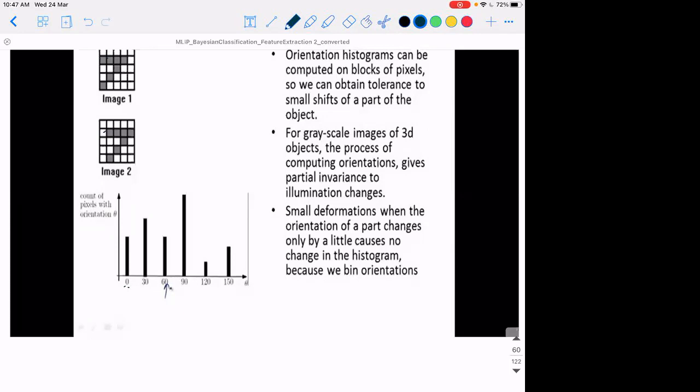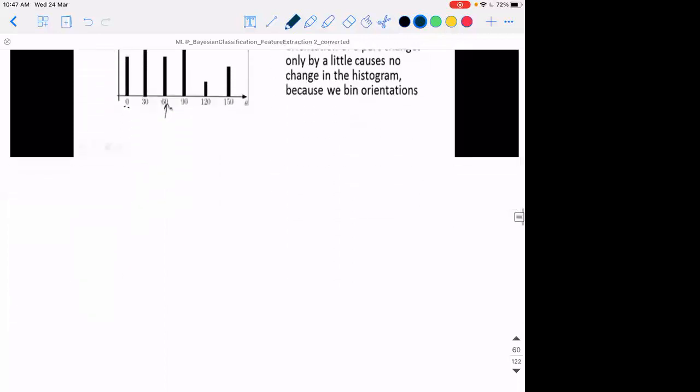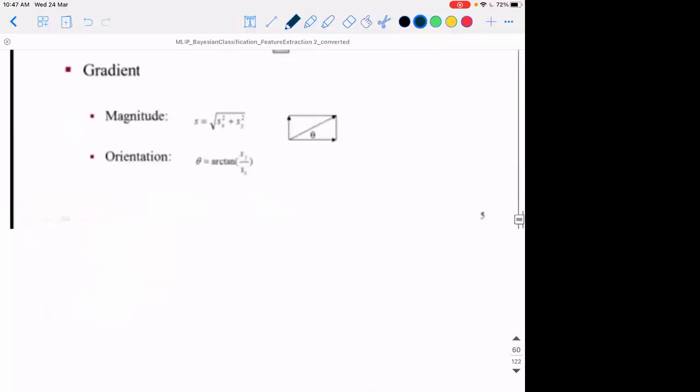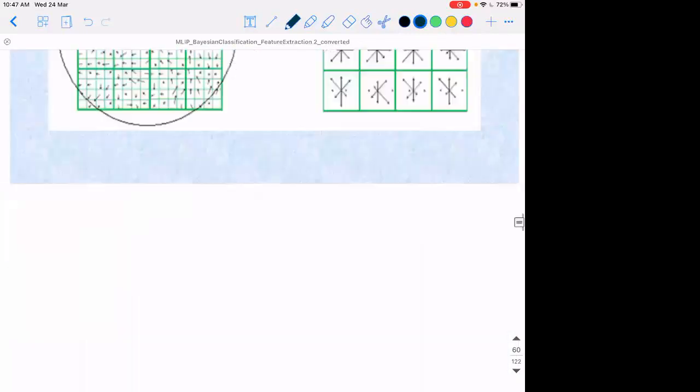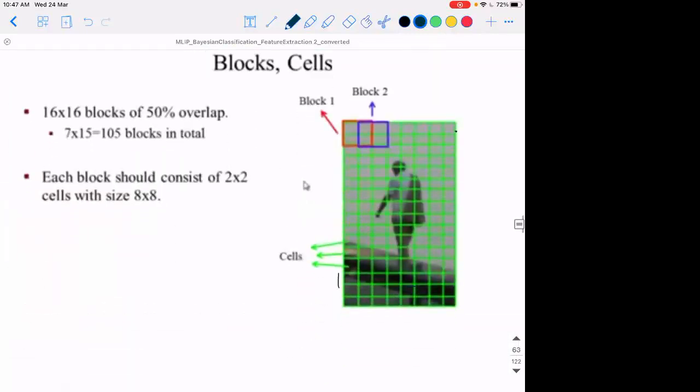Is this clear? Yes, sir. Okay, any other questions here? But that depends on how we bin it, right? If we bin it very closely, then it might be. What is the optimum thing to bin, sir? Yeah, it depends.